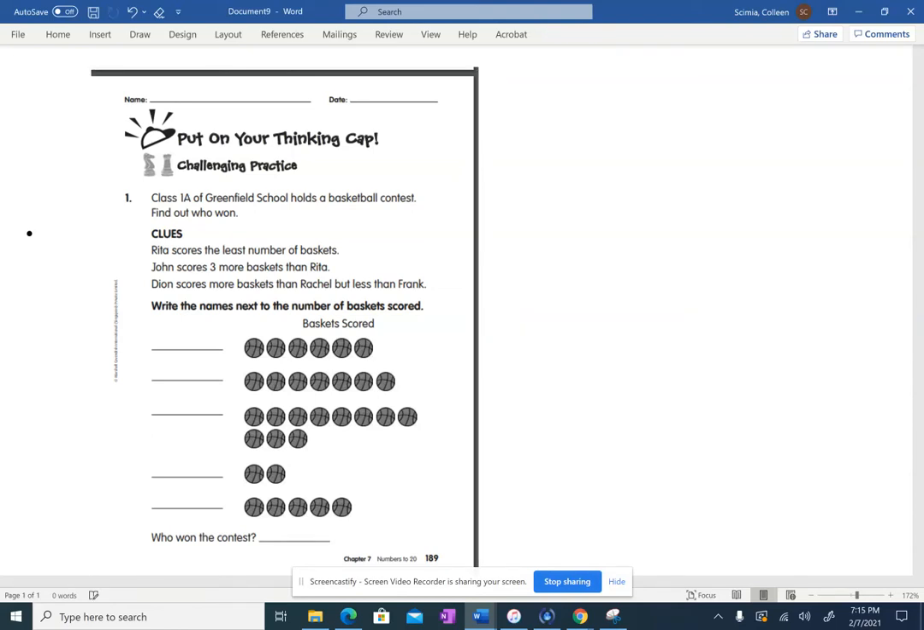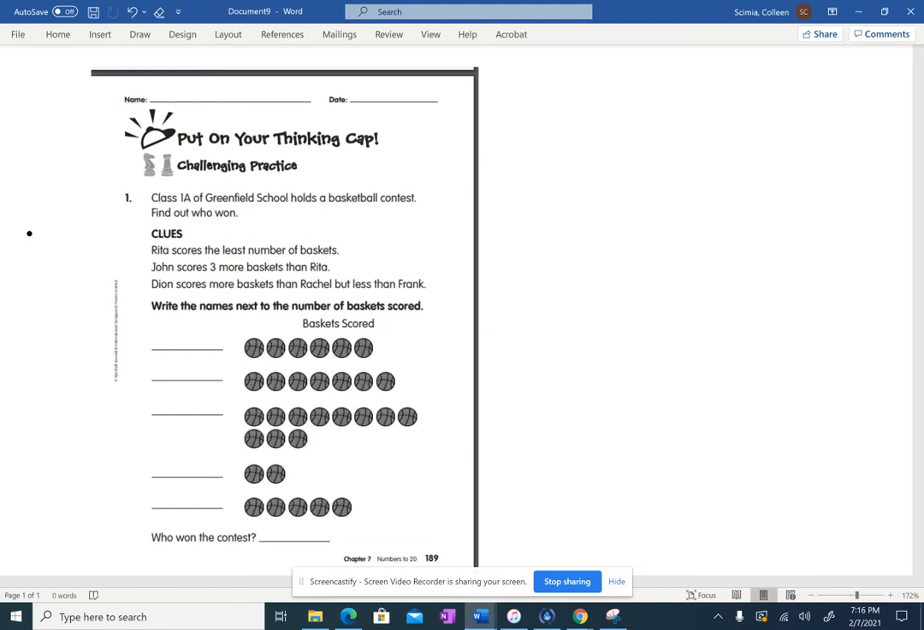Friends, today we will complete pages 189 and 190 in your math workbook. You will need a pencil. So let's get out your pencil and open up your blue fishy math workbook to page 189. Put on your thinking cap, challenging practice.